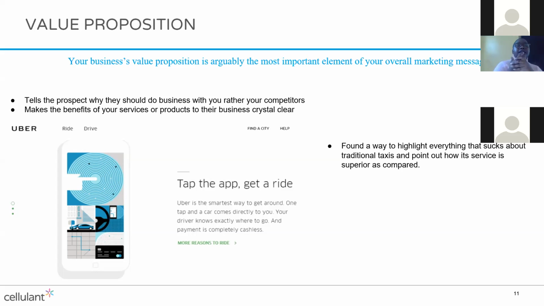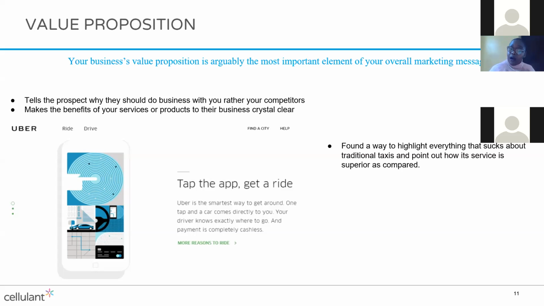I think to me, the value proposition has to be the most important element of your overall marketing and sales information that you exchange with customers. I'm going to give you an example below there of a simple value proposition of a disruptor such as ourselves, which is Uber. So it's really simple and straight to the point. Tap the app, get a ride. Uber is the smartest way to get around.